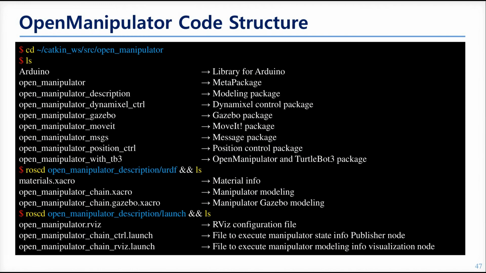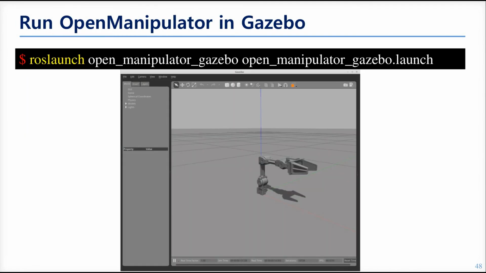If you download the source, you can see these files. And now we will see the OpenManipulator running by ROS message.